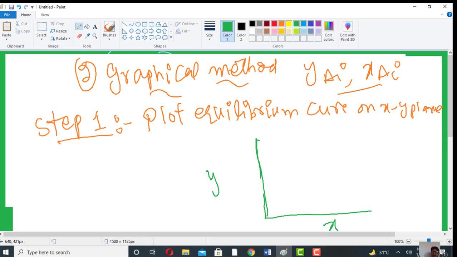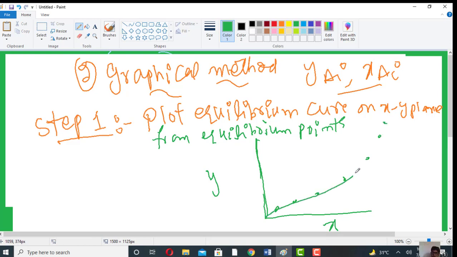First of all, we plot the equilibrium curve on the xy plane from equilibrium points. We did some experiments in the lab and we obtained some equilibrium points. Suppose this is one equilibrium point, this is another. We connect these points and plot the equilibrium curve. This is the equilibrium curve.